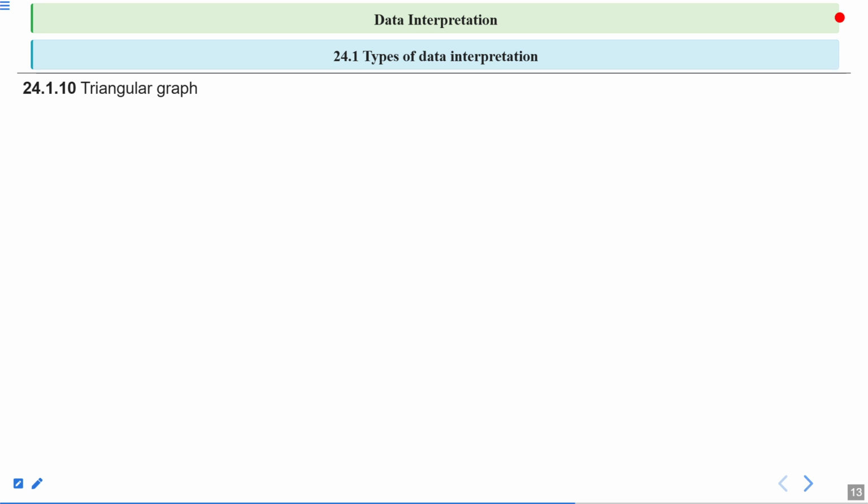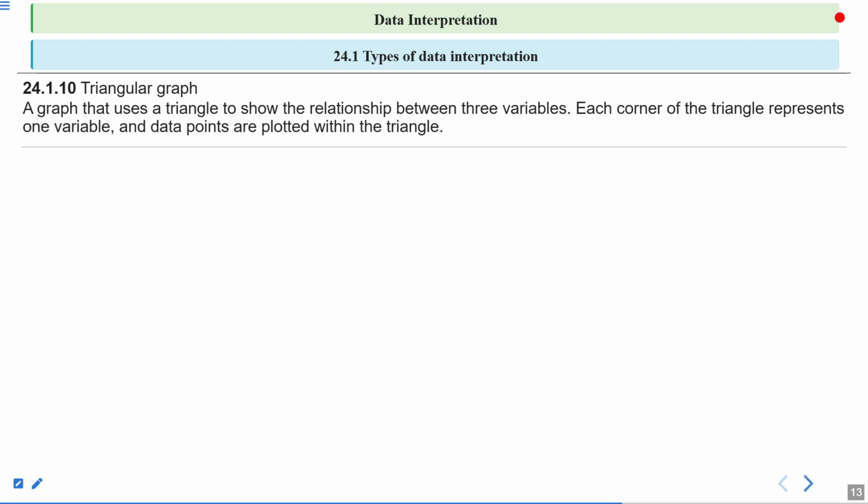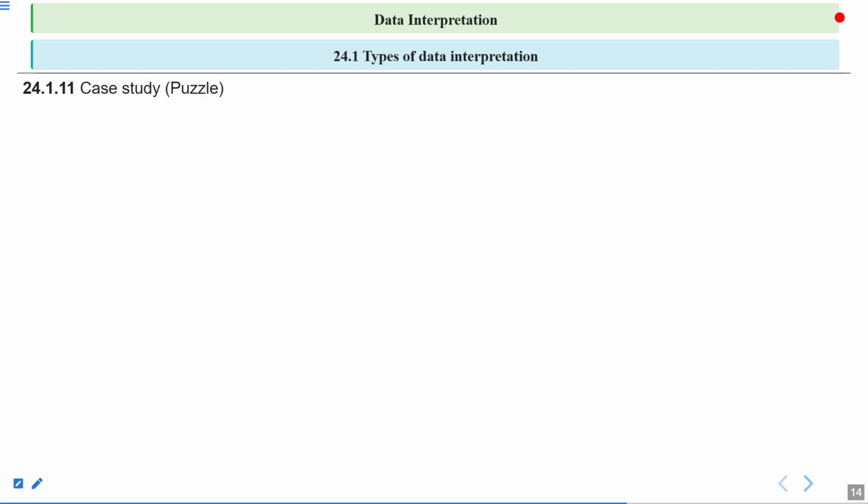Next one, triangular graph. A graph that uses a triangle to show the relationship between three variables. Each corner of the triangle represents one variable and data points are plotted within the triangle. Next one, case study or we can say that puzzle. So a detailed analysis of a specific instance or example often presented as a puzzle to solve. It involves interpreting data to understand a particular situation or problem.